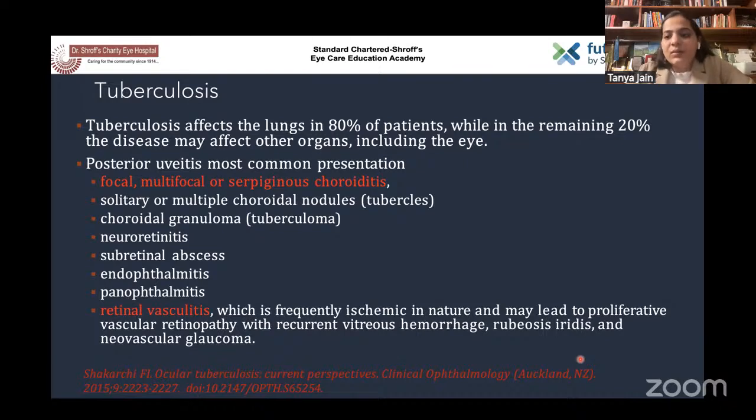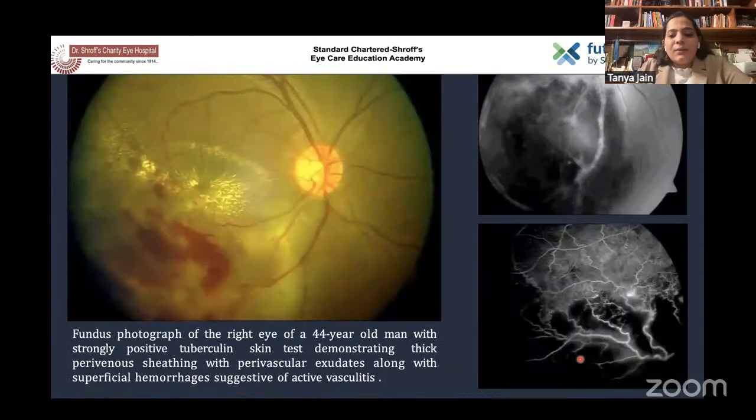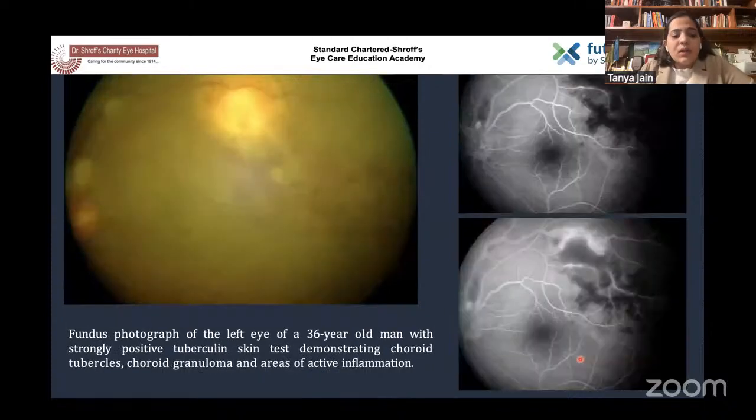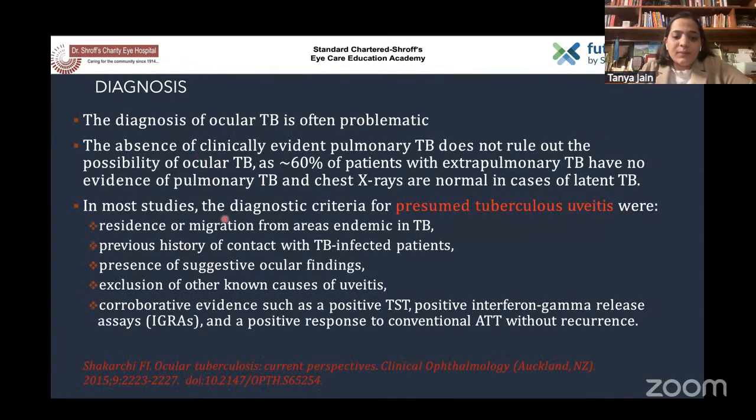So what are the most common ocular findings of TB? There is definitely choroiditis, multifocal or focal, or serpiginous-like choroiditis. A lot of tubercles or large granulomas called tuberculomas, sometimes neuroretinitis. There could be subretinal abscesses, and definitely retinal vasculitis, which is ischemic or occlusive type. Again, a representative picture similar to what we saw in our patient. This is actually a choroidal granuloma in one of the TB patients.